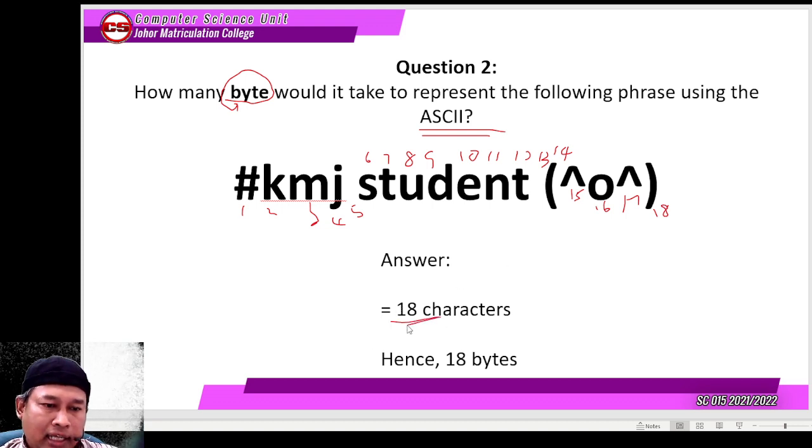So 18 characters in ASCII, 1 character is 1 byte. So the answer is 18 bytes. The word byte must appear in your answer.